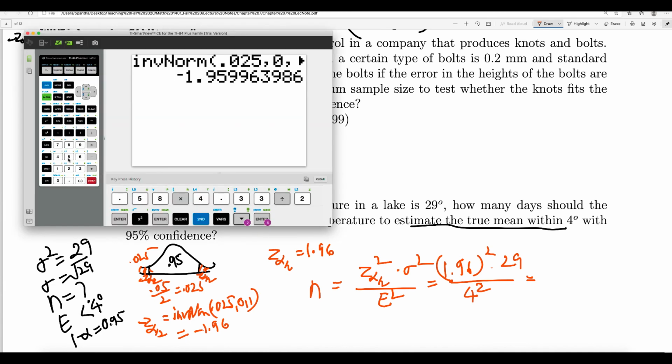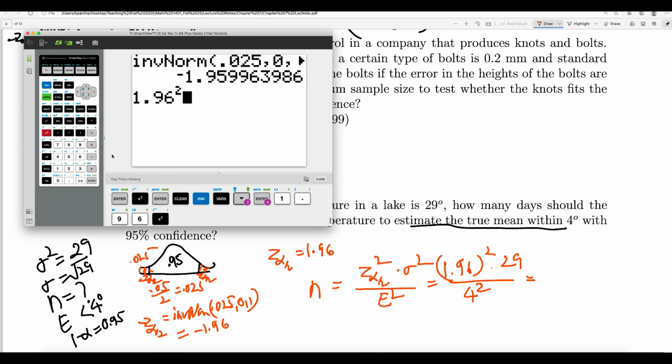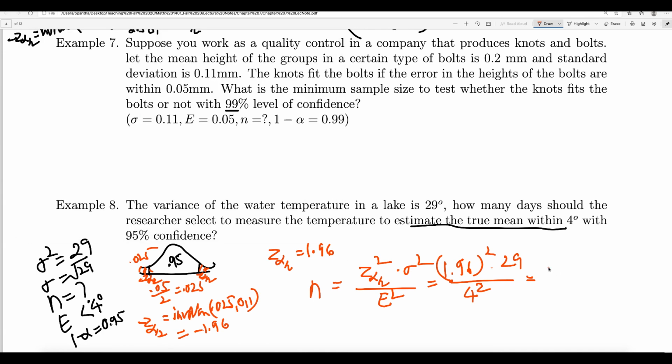So it is 1.96 square times 29 divided by 4 square. Okay, that's what we do. If you do that, you will get 6.96. If you round it, always round up for the sample size. It's 7. So the sample size must be at least 7. If you increase the sample size, then that is better, but at least 7.